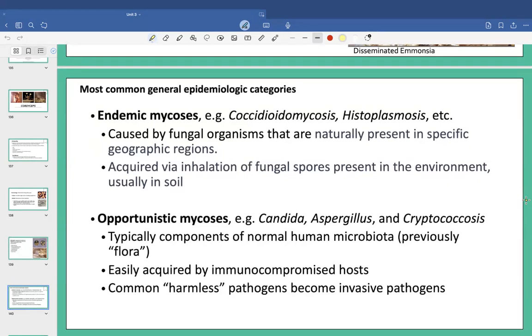Opportunistic, which you're going to hear a lot about in this, because we talk a lot about AIDS: Candida, Aspergillus, and Cryptococcus. These are typically components of our normal flora or our human microbiota. But they're easily acquired by immunocompromised patients. So what was harmless, or is harmless, to someone that's healthy can be invasive in someone who's not. That makes sense.